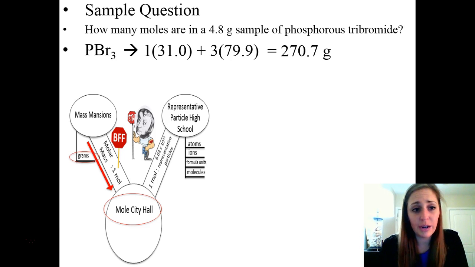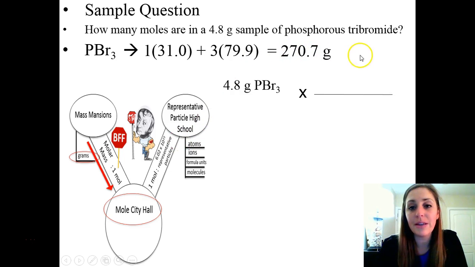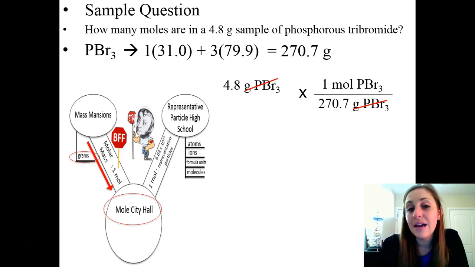So let's do our stoichiometry now. Always write your known first, 4.8 grams of phosphorus tribromide. X line, and then what goes on the bottom is what you hit first, the molar mass. We already solved for that, so 270.7 grams goes on the bottom. And don't forget your formula, phosphorus tribromide, or PBr3. On the top would be what you see next, 1 mole of PBr3. Cancel out what can cancel. Multiply anything on the top, 4.8 times 1, divide by anything on the bottom, 270.7, and that gets you 0.018 moles of PBr3, or phosphorus tribromide.